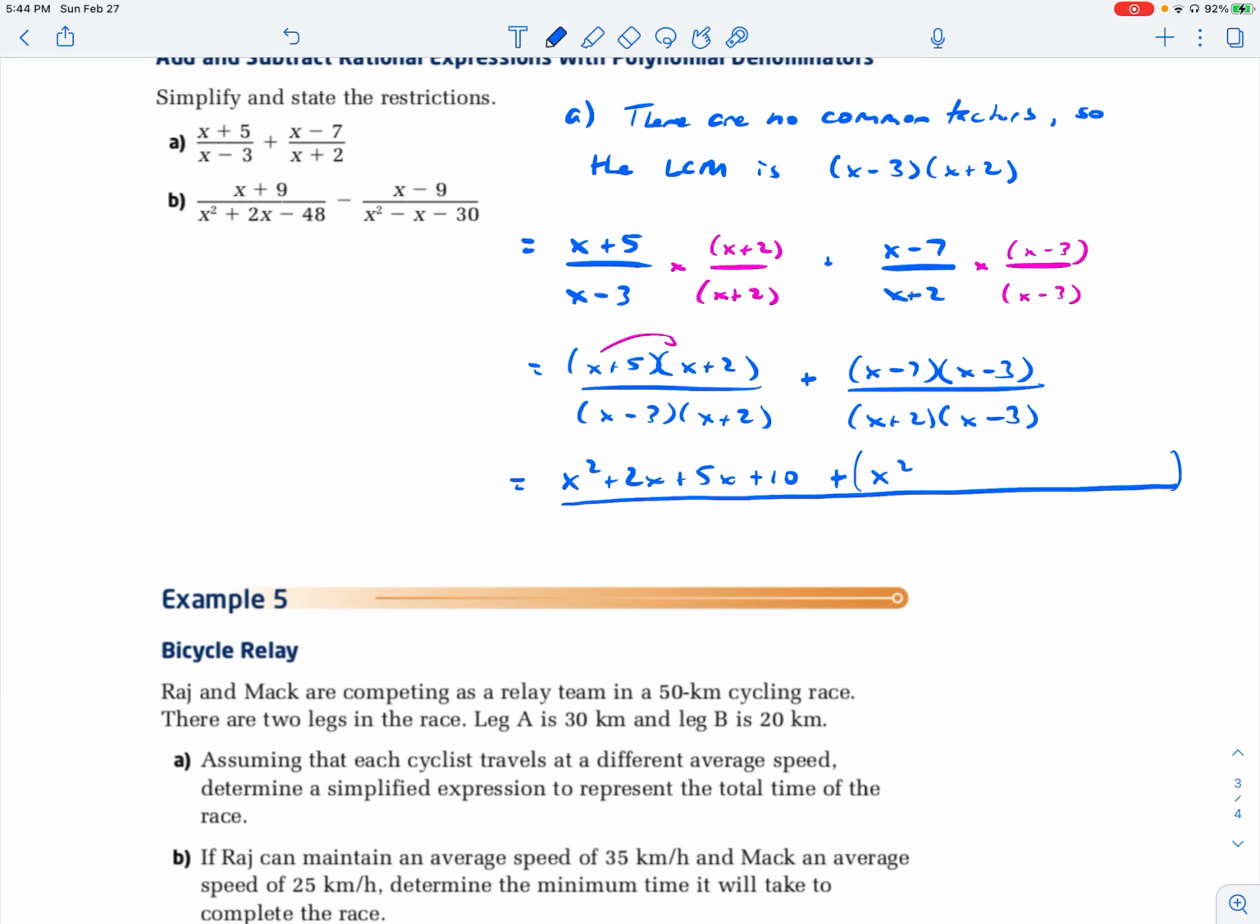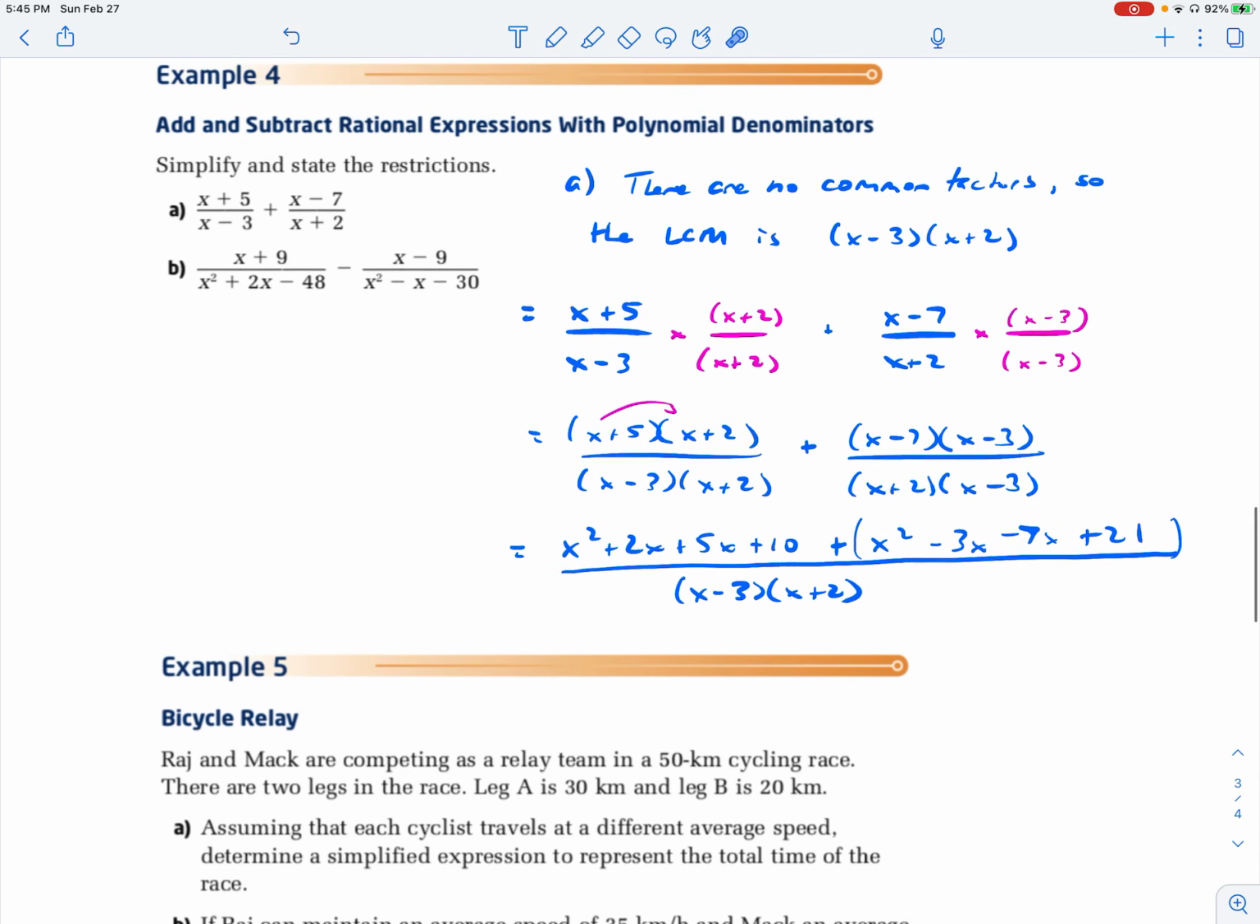So x times negative 3, minus 3x. Negative 7 times x, minus 7x. And then we have negative 7 times negative 3, positive 21. And this is all over x minus 3, x plus 2. So we don't want to do FOIL with our common denominator. We want to leave that.